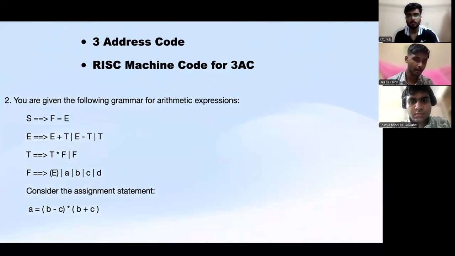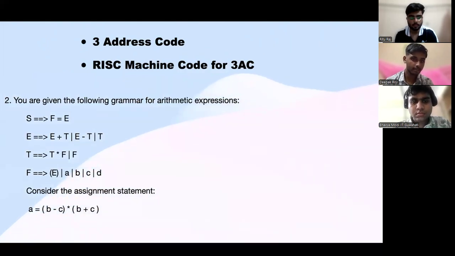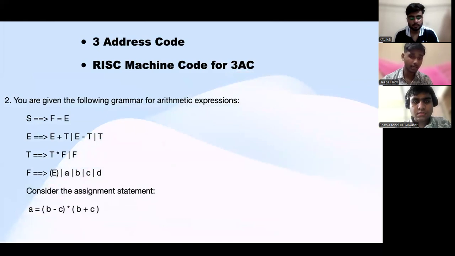Here the grammar is S is equal to F equal to E, where E implies E plus T, E minus T, and T implies T into F, and F implies A, B, C, D. Now we have to consider the assignment statement, that is A equal to B minus C into B plus C.